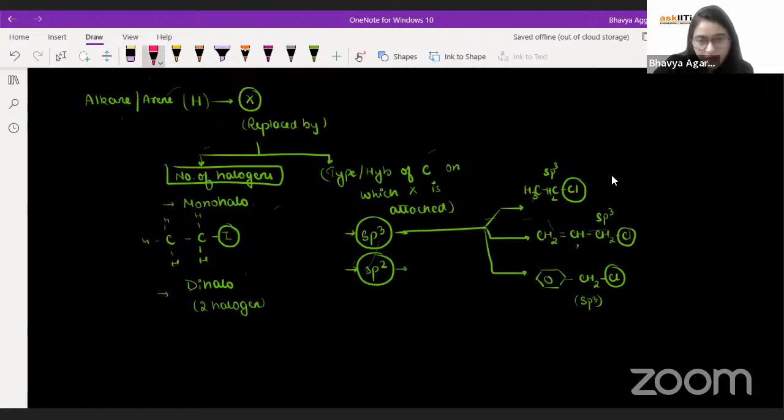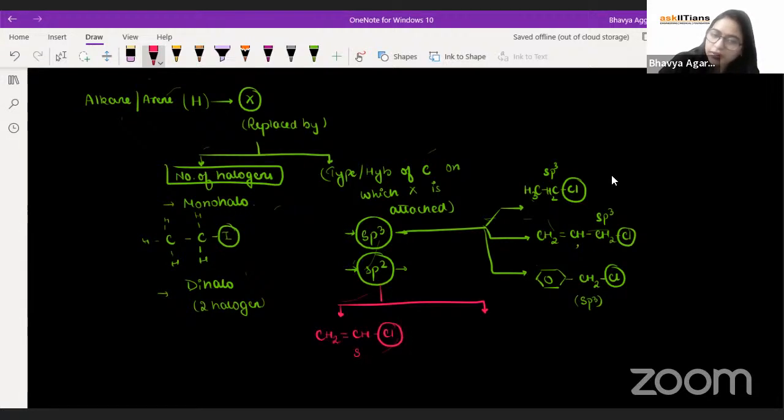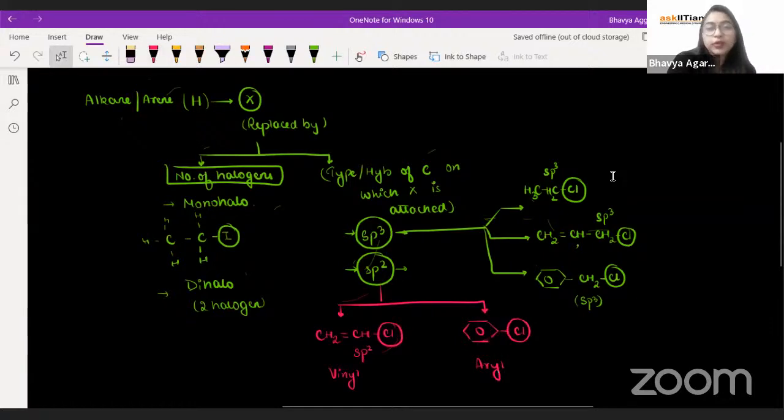Okay. Now when you talk about sp2, again, there are 2 cases. First case is vinyl, where it is directly connected to sp2. And the second case is aryl, when the halogen is directly connected to the benzene. Is this part clear? Yep. Basic discussion of it.